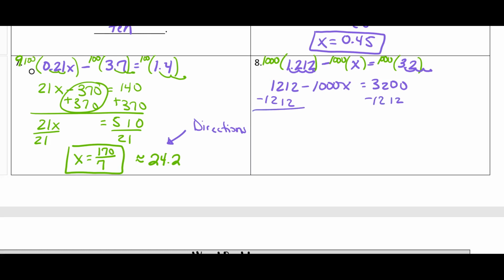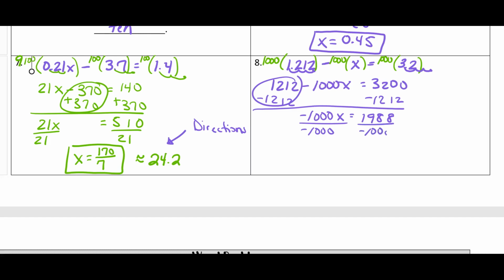Now we're going to subtract 1,212 from both sides. So this becomes 0. So we have minus 1,000x. When we subtract that, we get 1988. So now we're going to divide both sides by negative 1,000.